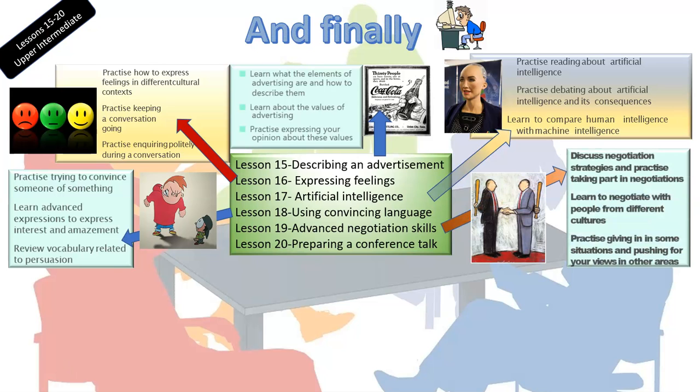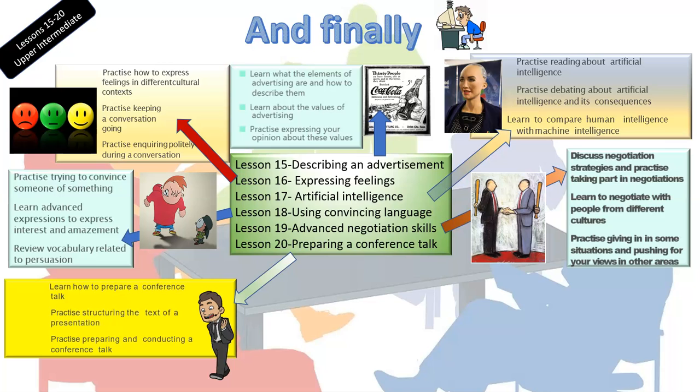And in lesson 19, we're going to talk about advanced negotiation skills. You'll discuss negotiation strategies and practice taking part in negotiations. You'll learn to negotiate with people from different cultures. And you'll practice giving in some situations and pushing for your views in other areas, all in the frame of being polite and politically correct.